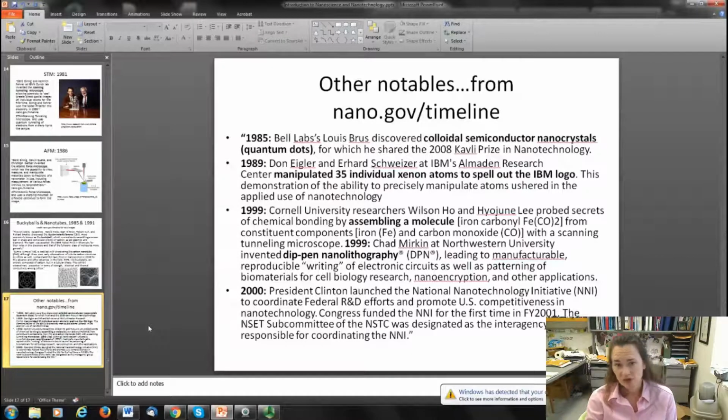In 2000, President Clinton launched the National Nanotechnology Initiative, the NNI, to coordinate federal R&D efforts and promote U.S. competitiveness in nanotechnology. And Congress funded the NNI for the first time in 2001. And a subcommittee of the NSTC was designated as the interagency group responsible for coordinating the NNI. What this led to was an explosion of research in nanotechnology and nanoscience that led to a lot of the innovations and products that you see on the market today, just due to the increase in funding of nanoscience and nanotechnology research from the government.